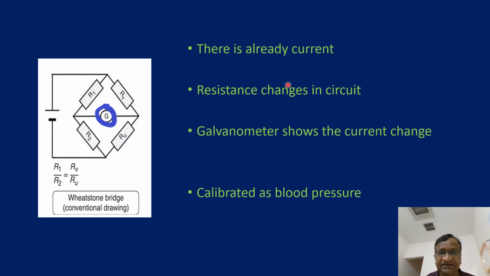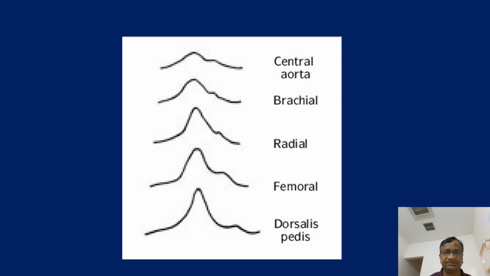There is an alternator. Resistance changes in the circuit. The galvanometer shows the current, and this is calibrated as BP. Now we have a measurement of invasive lines. If you have a central aorta, it is like this.